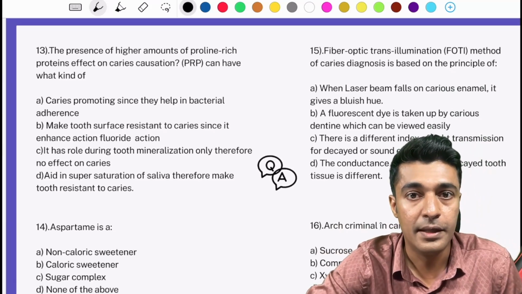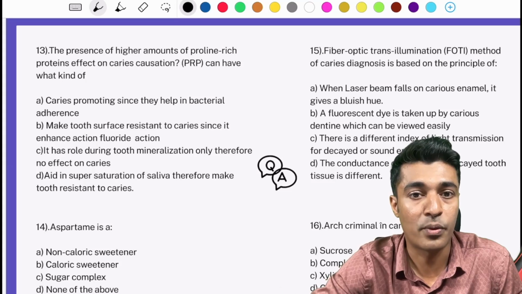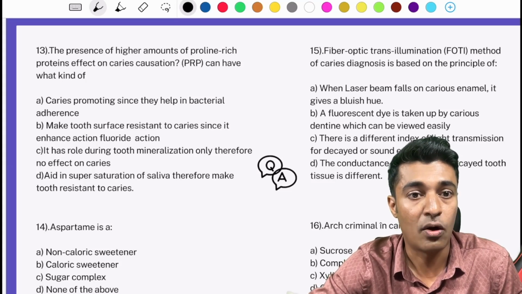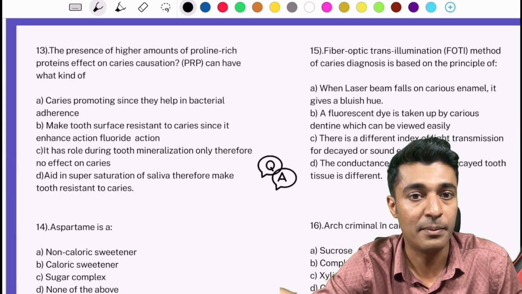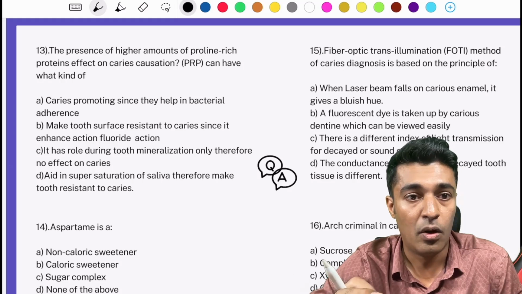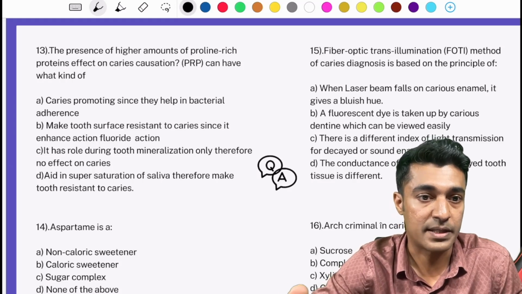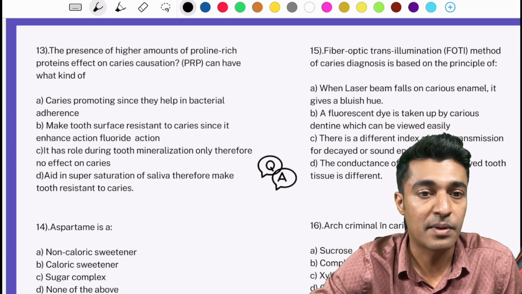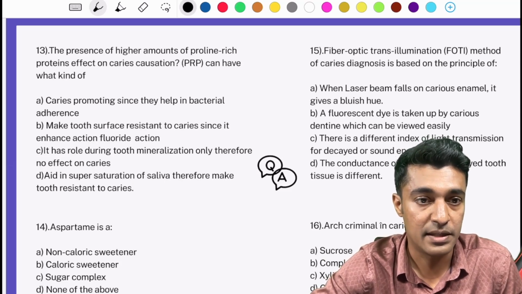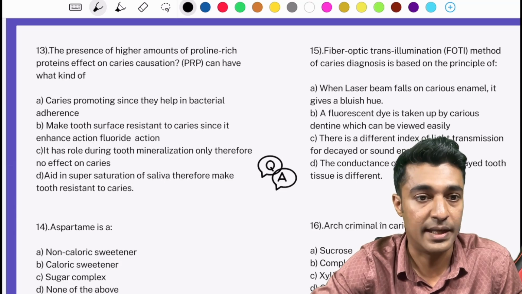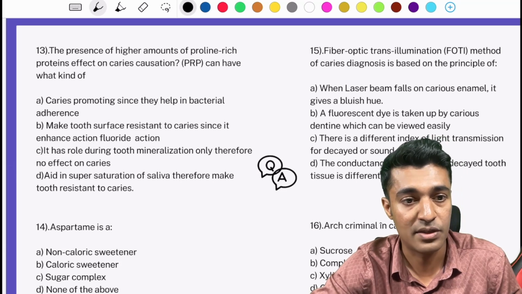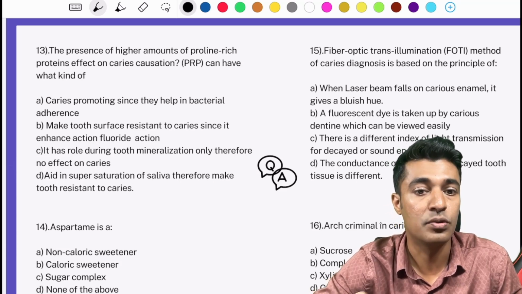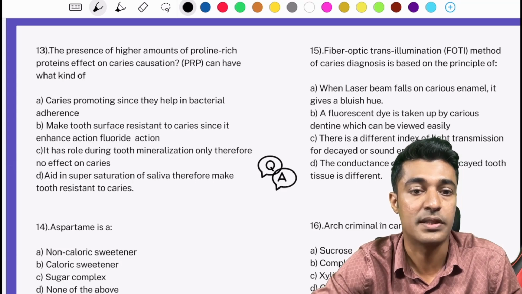Question number 13. The presence of higher amounts of proline-rich proteins, PRP, can have what kind of effect on caries causation? The options are caries promoting since they have bactericidal adherence, make the tooth surface resistant to caries since it enhances fluoride action, has its role during tooth mineralization only with no effect on caries, aid in supersaturation of saliva, therefore make the tooth resistant to caries.